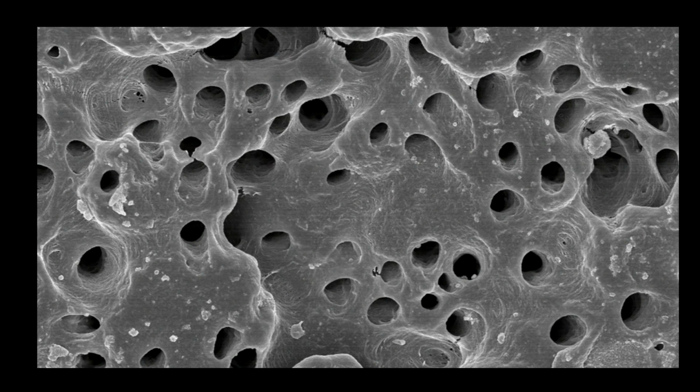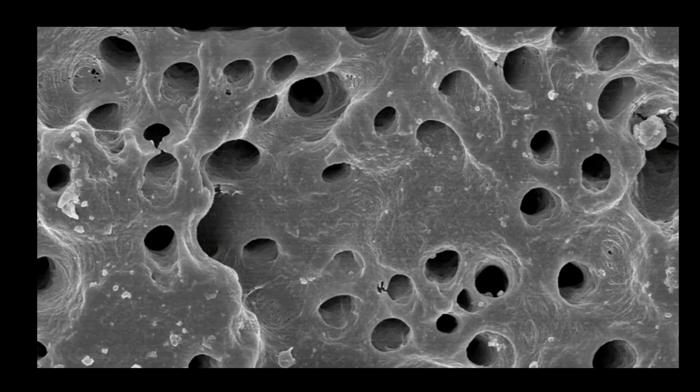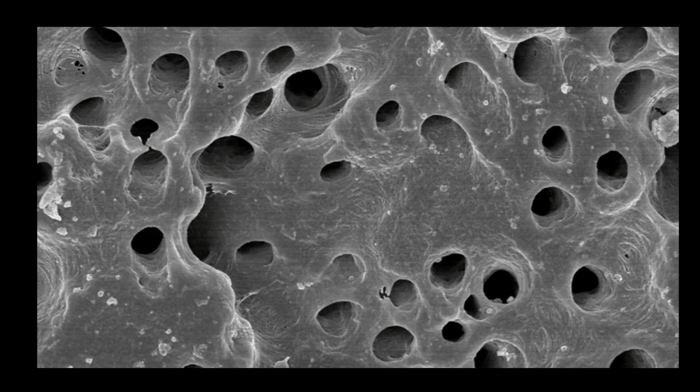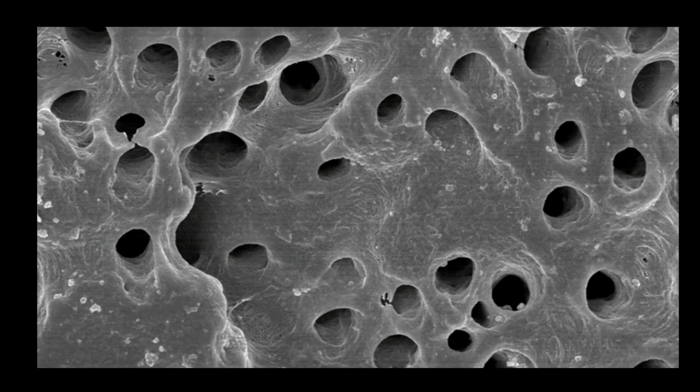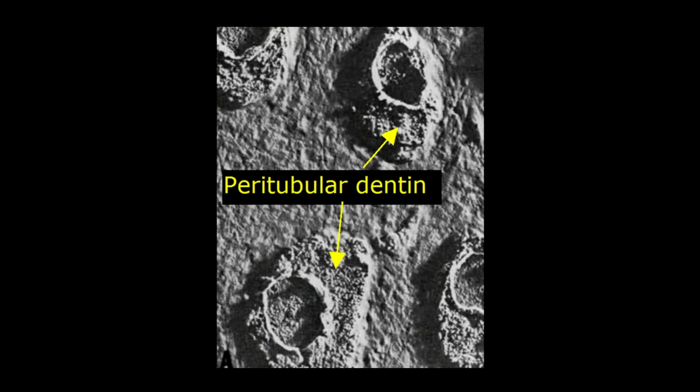you can see all the predentin is going. You're looking at the mineralization front, and you can see how the dentin is kind of eroded away in lobes.